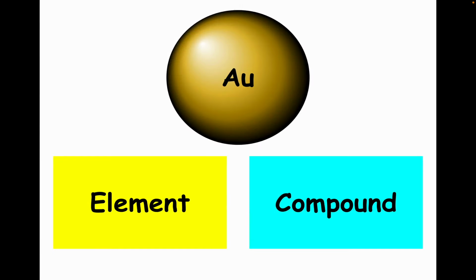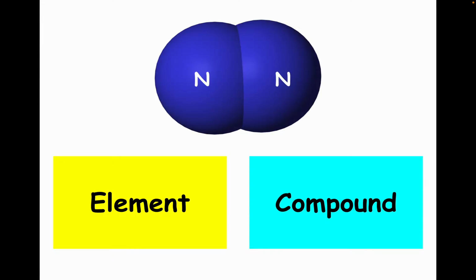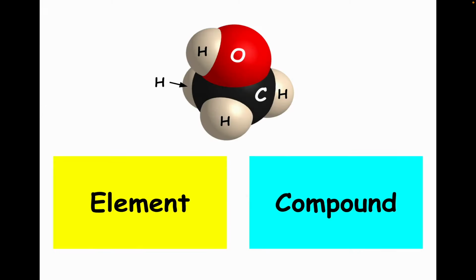Good. All right, this is gold, and it's an element. Good. We know it's an element because it's just one kind of atom. All right, here we have some nitrogen gas. This one's a little bit trickier. And this one is an element. Why? Because they're the same kind of atom. Two nitrogen atoms put together in a molecule.